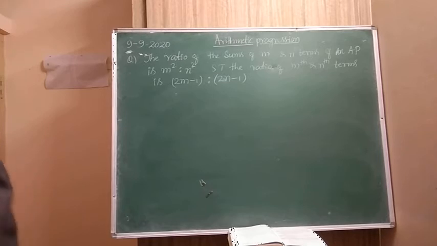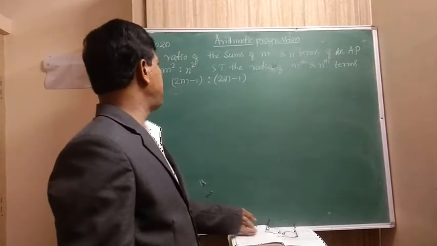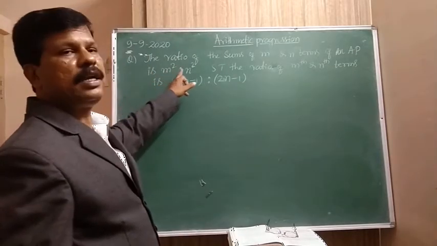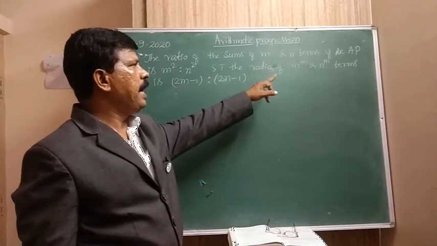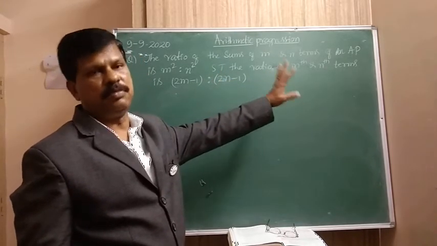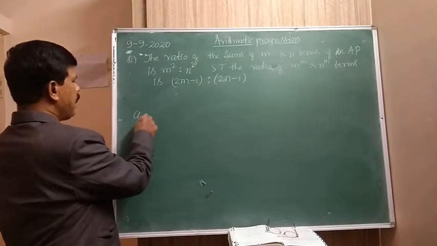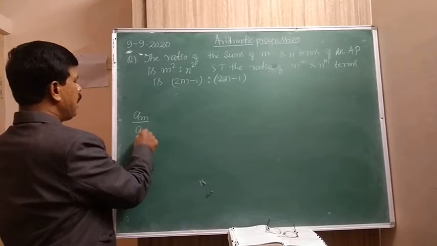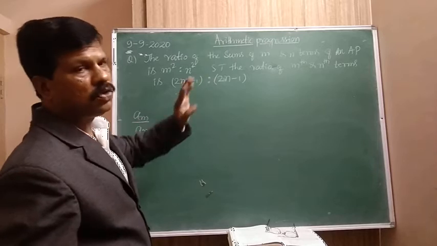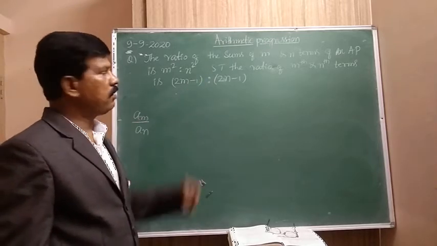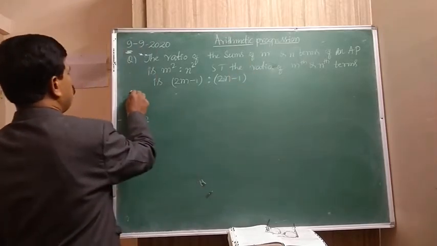The ratio of the sums of m and n terms of an AP is m square is to n square. Show that the ratio of mth and nth terms, mth and nth terms means am by an, this ratio is 2m minus 1 is to 2n minus 1. We have to show this. Okay. Now, solution.